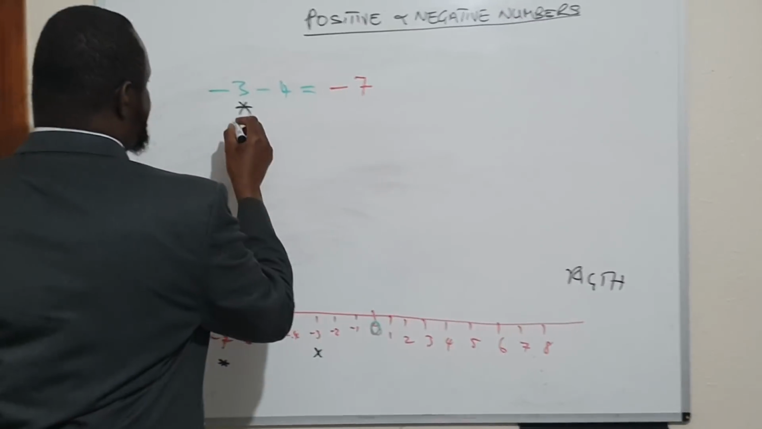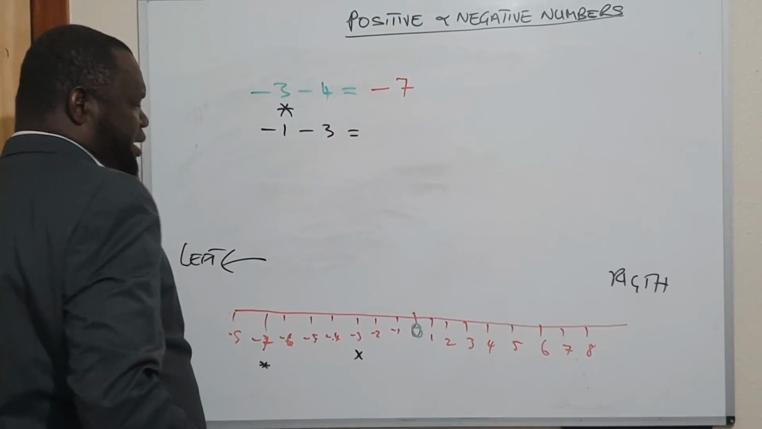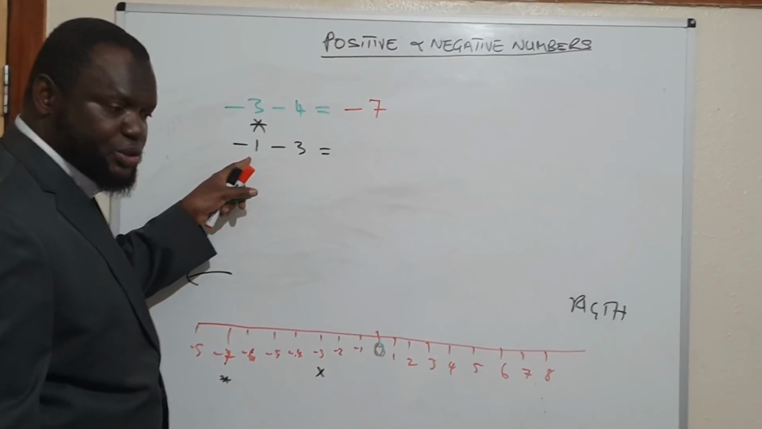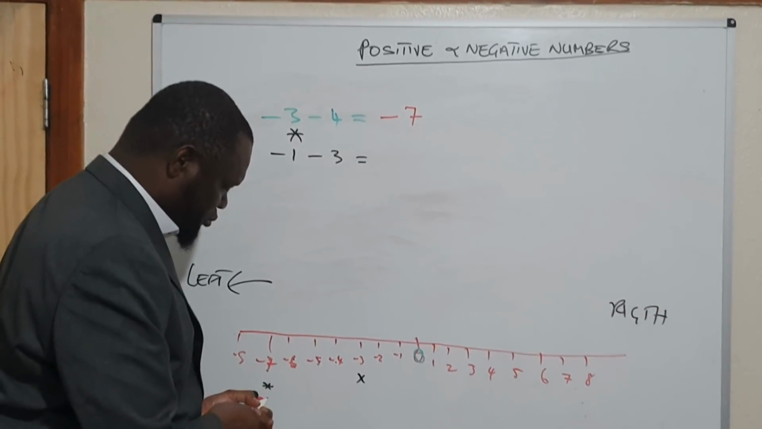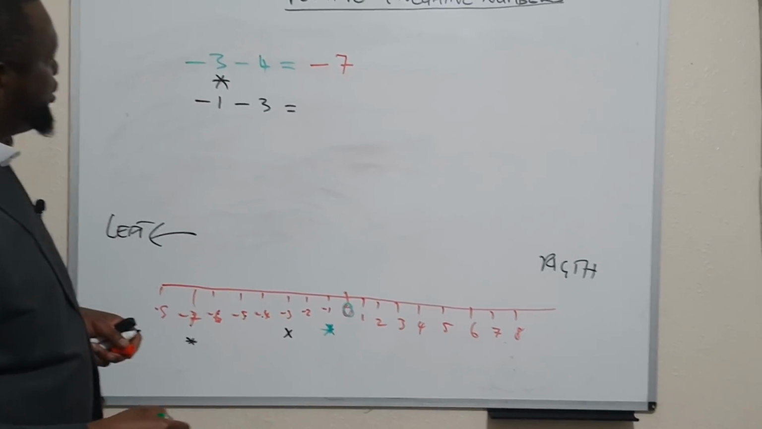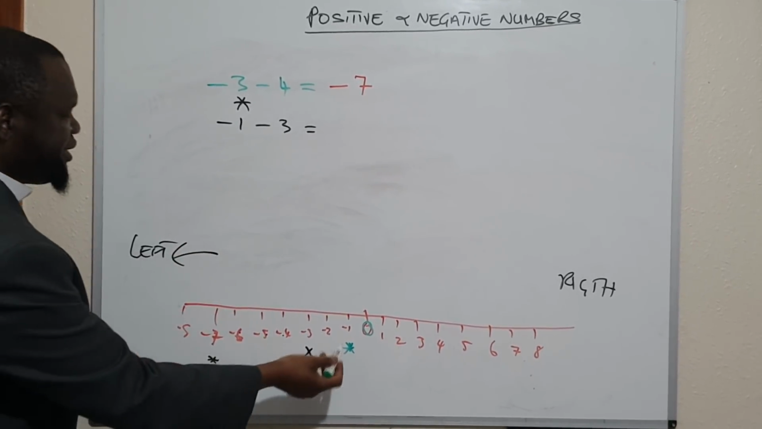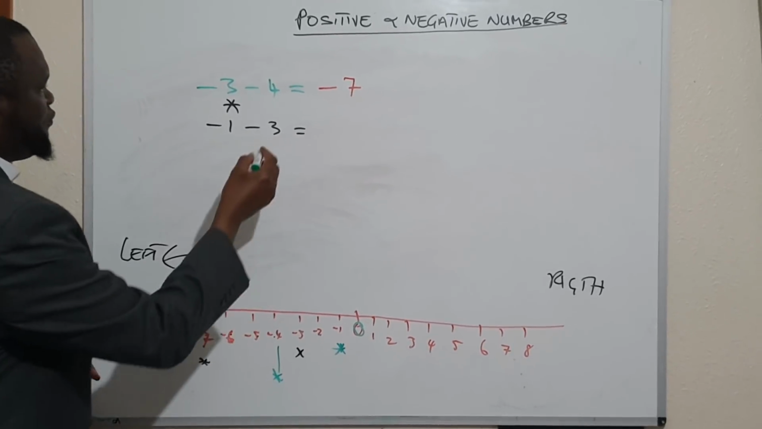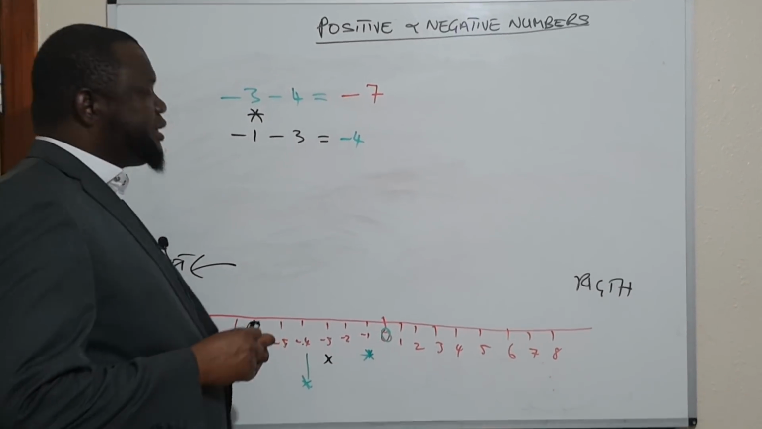Okay, let's look at this. Minus 1, minus 3. As I said, you always locate the first one. The first one is minus 1. Minus 1 is here. And then since it's minus, we are moving towards the left. So we count 3 backward. 1, 2, 3. So our answer is minus 4. That's how you use the number line.